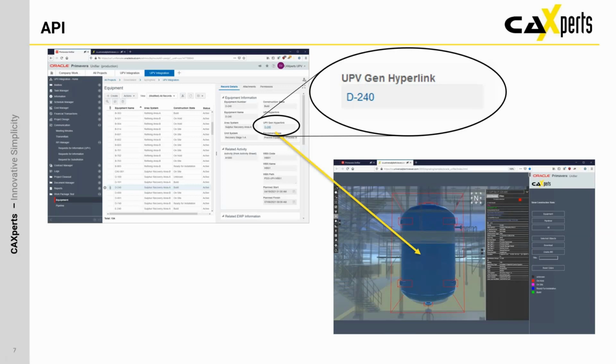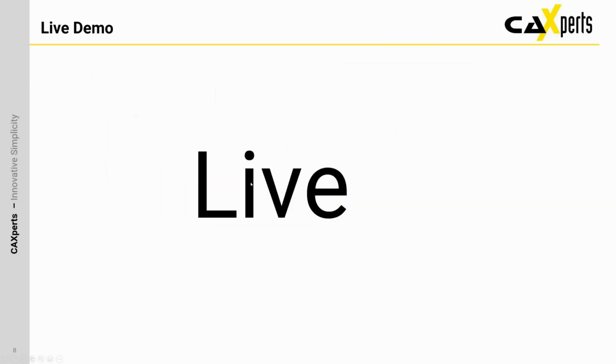I will later on show this in a live demo. And also we can, from UPV, bring data back to Unifier. So both directions work. Okay, and that brings us to the live demo.